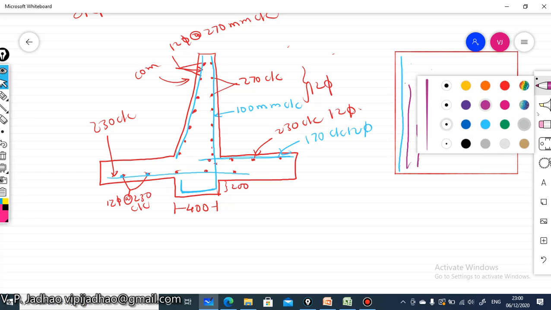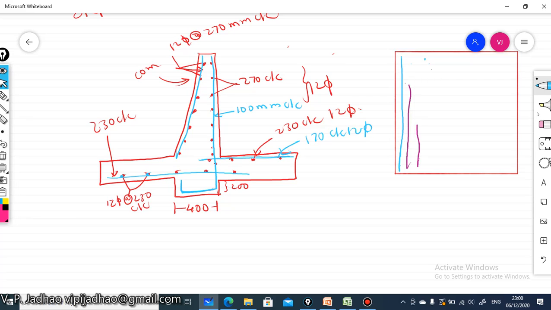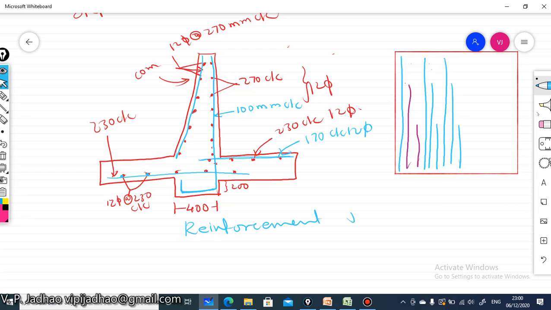Again the third bar will be a complete bar. Then we will have a curtailed bar, again a curtailed bar, one complete bar, curtailed bar, again curtailed bar. Like this we have to provide the curtailment of steel from the economic point of view, and this is the figure for the reinforcement detail.